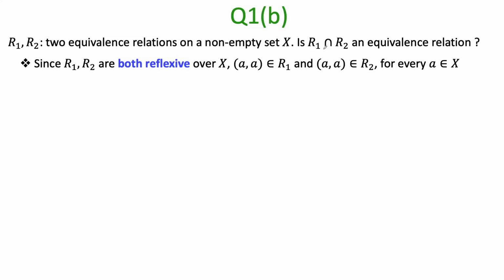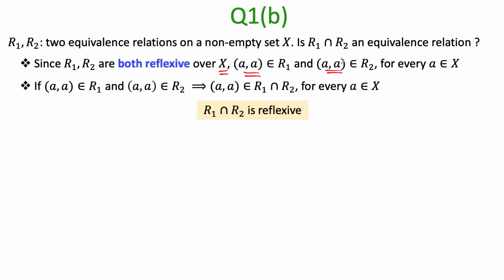So if I take R1 and R2 to be equivalence relations over the set X, then since R1 and R2 are individually reflexive relations, you will have ordered pairs of the form A comma A present in both R1 as well as in R2. And as a result, you will have ordered pairs of the form A comma A present in the intersection of R1 and R2 as well. That shows that the intersection of R1 and R2 is a reflexive relation.